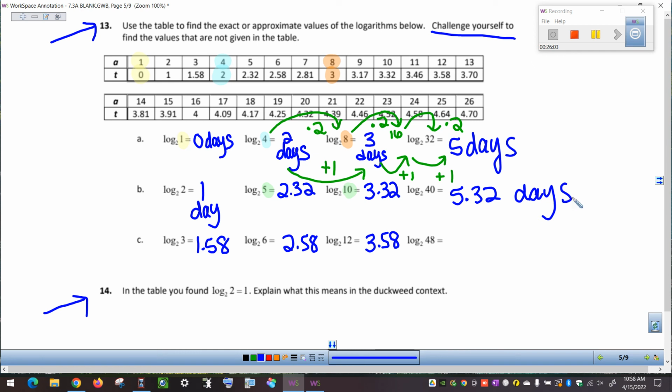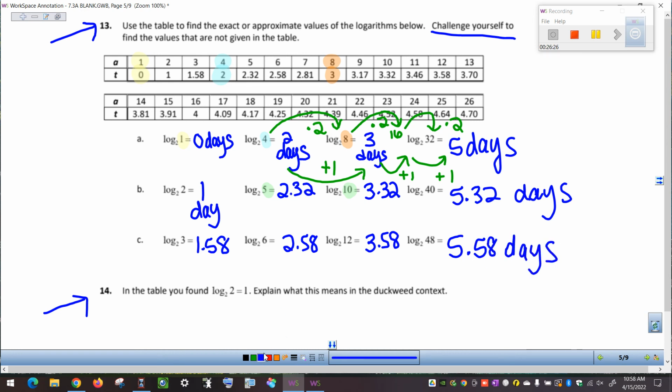And it's kind of the same thing on the bottom again. If you think about going from an area of 6 to 12, it doubles. We add 1 day down here. 12 times 2 is 24, and then 24 times 2 is 48. So doubling twice adds 2 days to get a final answer here of 5.58 days.